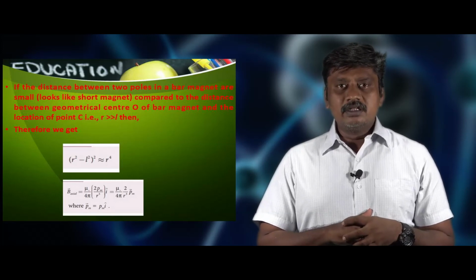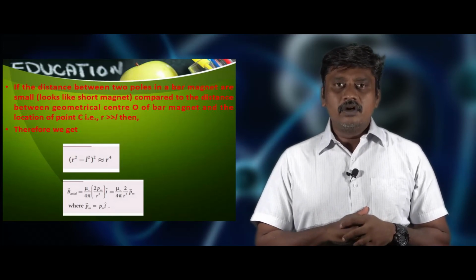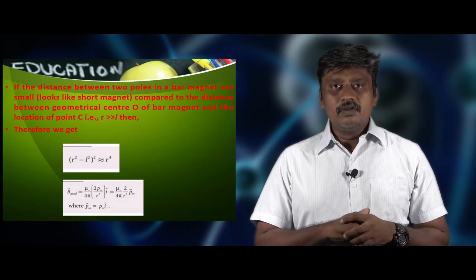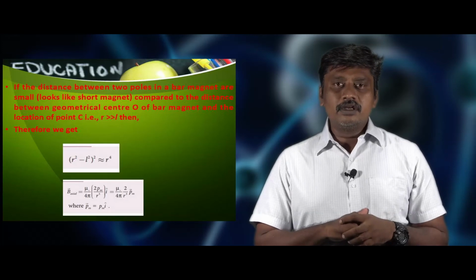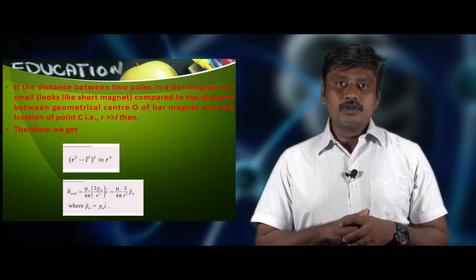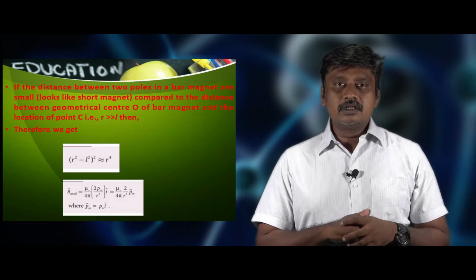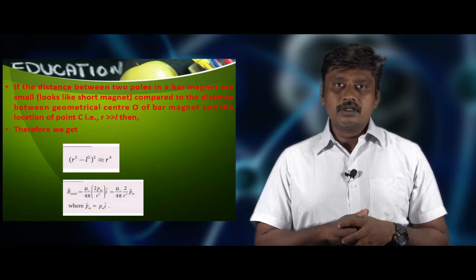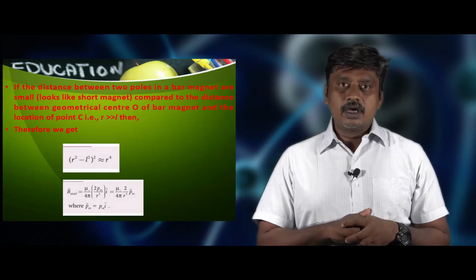Then we can consider the gravitational law of attraction. That means every object in the universe attracts every other object with a force which is directly proportional to the product of the two masses and inversely proportional to the square of the distance between the two masses. It also obeys the inverse square law.